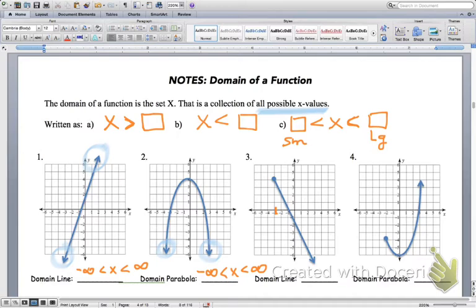So it's everything to the right of -3, so all the numbers bigger than -3. So I'm going to write down that my x values are anything greater than or equal to, this one's got the little equal symbol because it's a closed circle, to the number -3. So it's x is greater than or equal to -3.